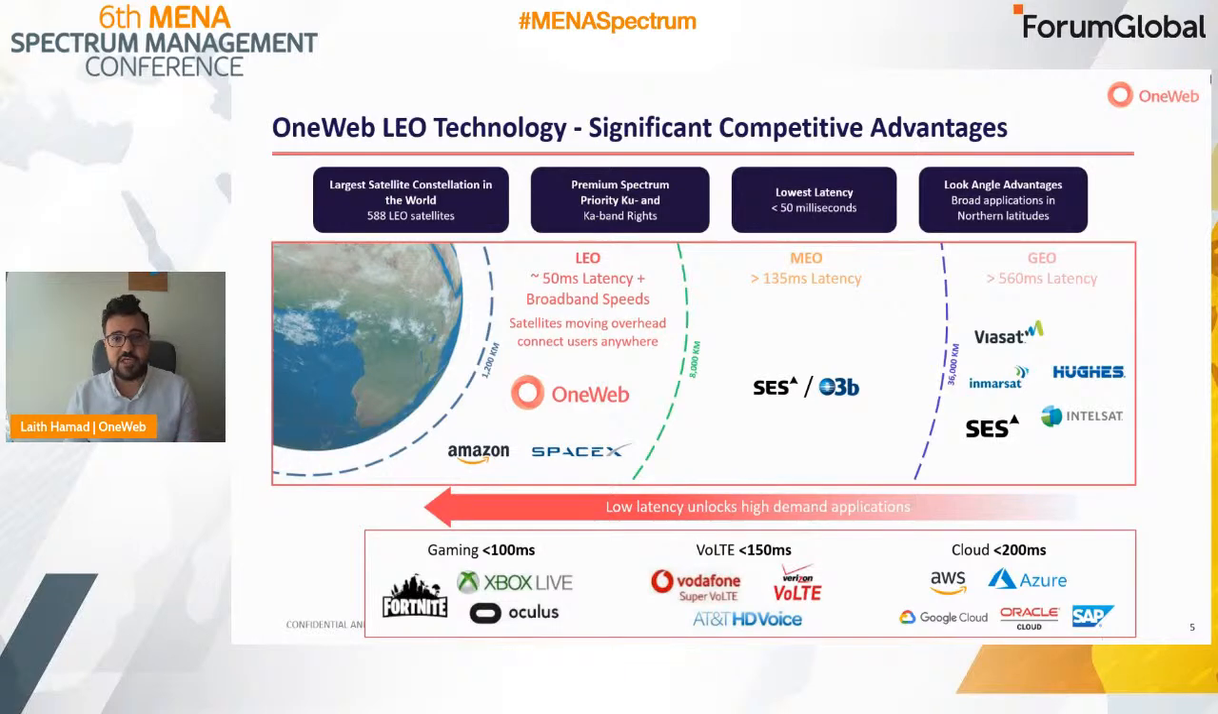This allows providing a new set of applications which were not available with other kinds of orbits, like cloud computing, and then LTE and 5G cellular backhaul. Currently there are some sites being backhauled on geostationary satellites. OneWeb is looking to enhance that experience by providing lower latency, and that's also part of the services that OneWeb is going to provide, which is cellular backhaul connectivity to mobile operators. Next slide.